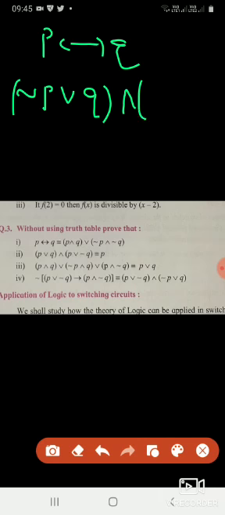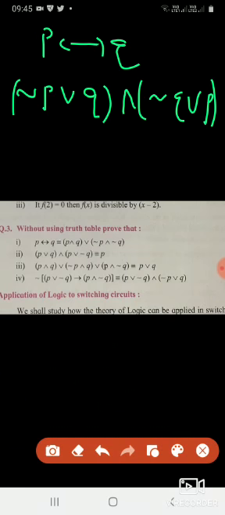Listen now. First we will take P. This is given. Left hand side I have taken. From the left hand side, next I will write the biconditional law. What is biconditional law? This can be written as negation of P or Q, and negation of Q or P. It is biconditional law. The statement should be written on the side.